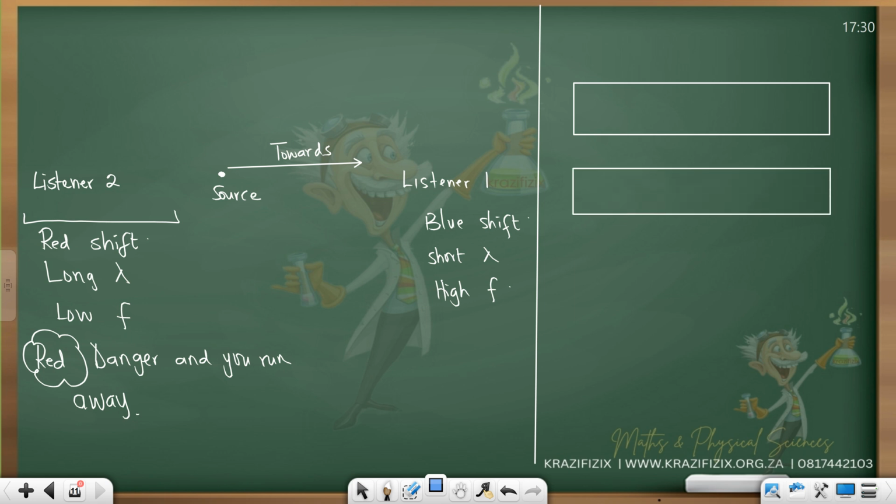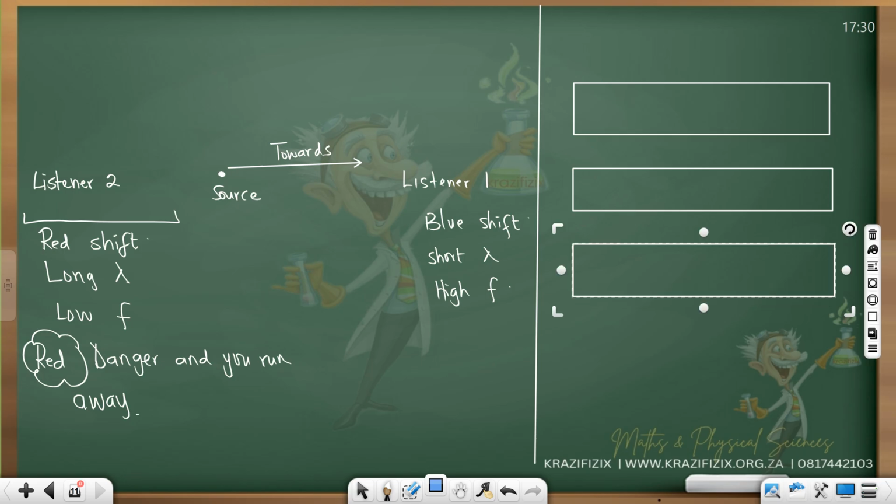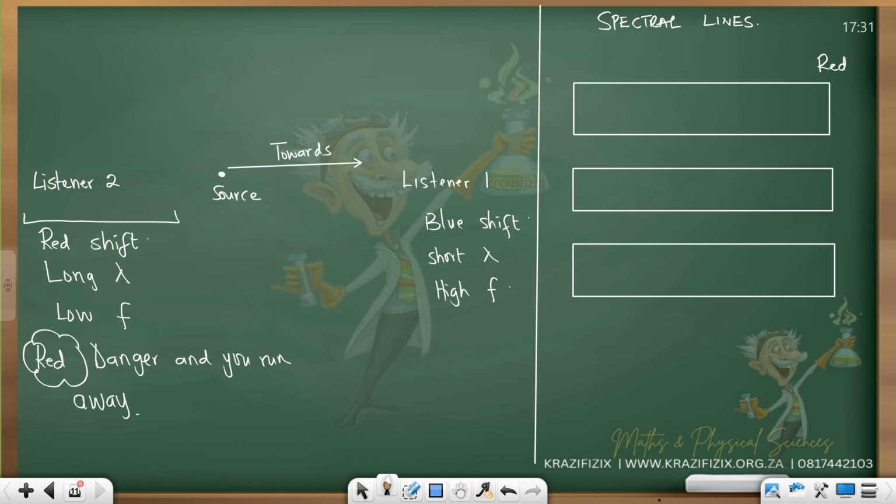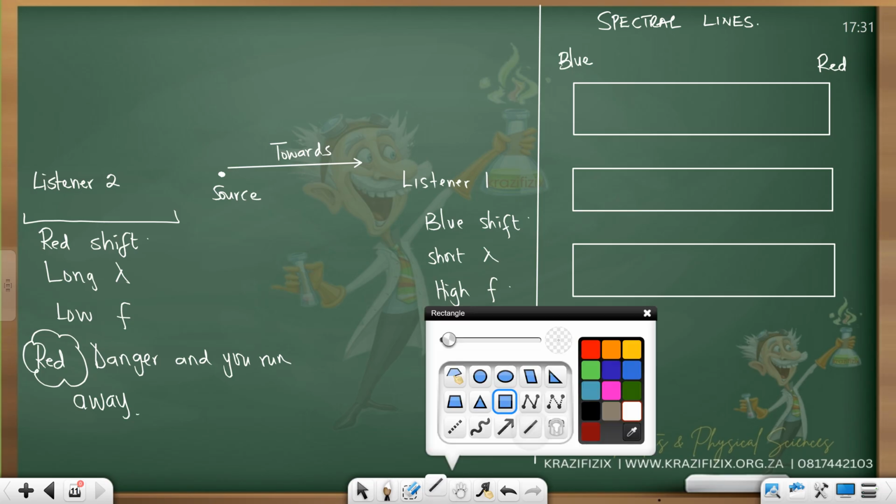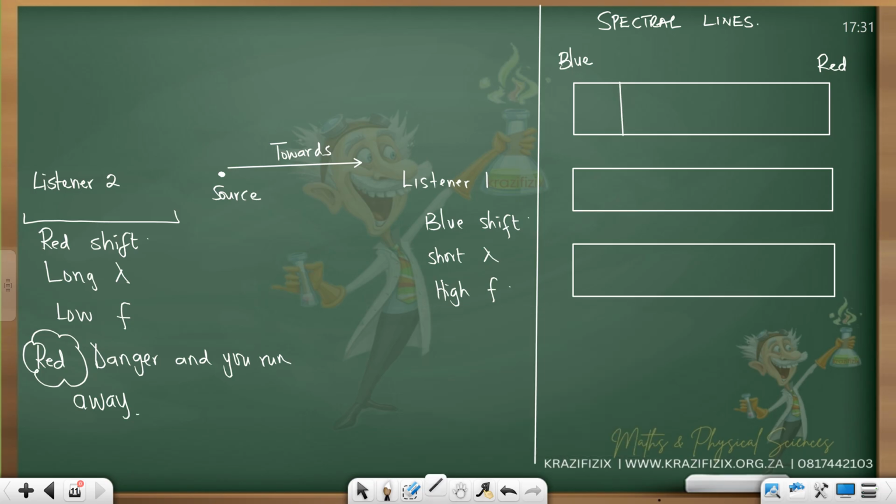We are almost done. I just don't want to forget things. Okay. Spectral lines. Using spectral lines to explain red shift and blue shift. So the spectral lines are lines that are looked at from the spectrum. Each element would have lines. For example, this is a pattern. Let's look at this as a pattern of light.